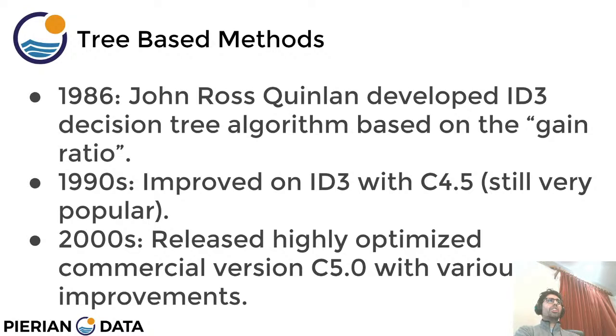And then, just to finish this off, there's this guy called John Quinlan. He developed something called the ID3 decision tree algorithm, and essentially what he did here is he's switching out what he's using as the information criteria. Instead of Gini impurity, he's using something called the gain ratio. He improves on it again with C4.5, which is actually still very popular. That's in the 1990s. And then sometime in the 2000s, he releases a highly optimized commercial version called C5.0 with various improvements. So what John Quinlan, also known as J. Ross Quinlan, is doing is figuring out what's the best idea for splitting. How can I measure that information?